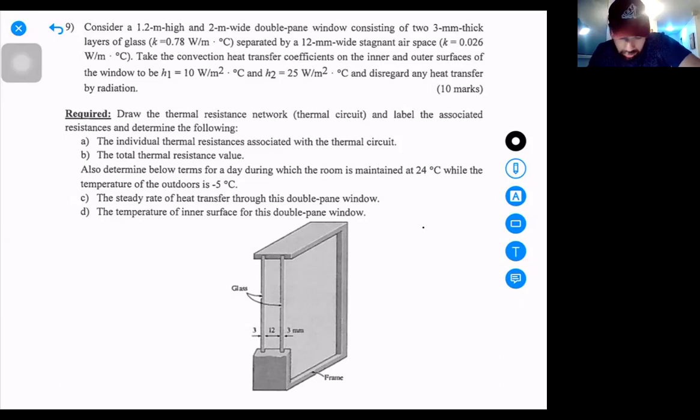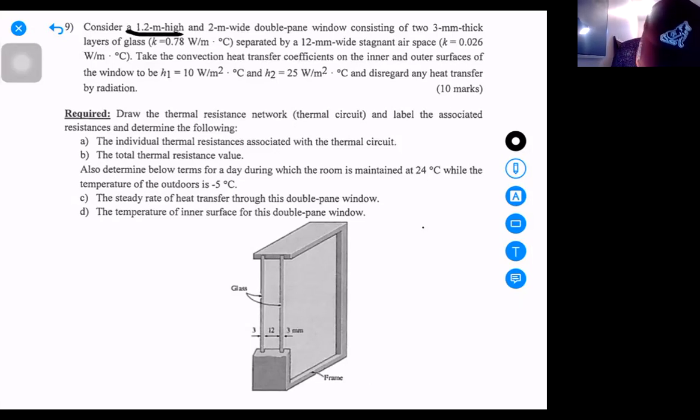So the question is telling me that the window is 1.2 meters high, which is the height of it, and 2 meters wide, which is the width of it. So what is it telling me? It is telling me the area. The area of the window is equal to height times width, which is given by the question itself: 1.2 times 2, that is 2.4 meters squared.